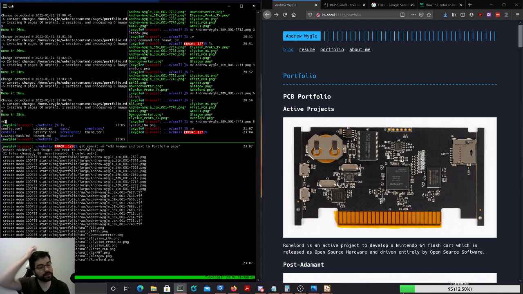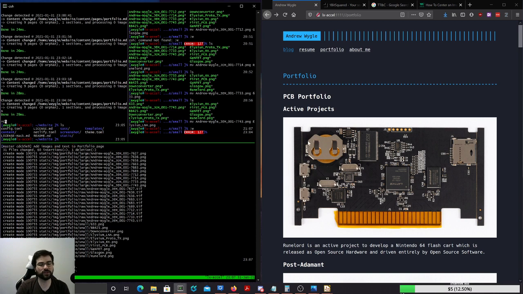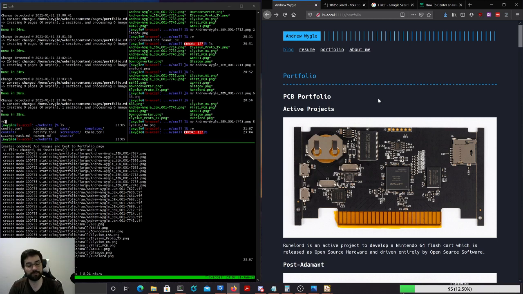80-20 rule. Exactly, and you have to know what's 80 and what's 20, and you have to know when you actually need to push into that 20, which does happen sometimes, but you want to design your projects such that it's not every time and it's not everywhere in the project.